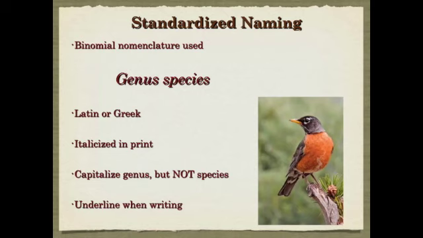So binomial nomenclature is referring to two names. So we are going to write the genus name and the species name. One example of that would be the red-breasted robin, and that's Turdus, which is the genus name. You can see it's capitalized with the T, and then migratorius, which is the species name. And you can see the species name is completely lowercase.